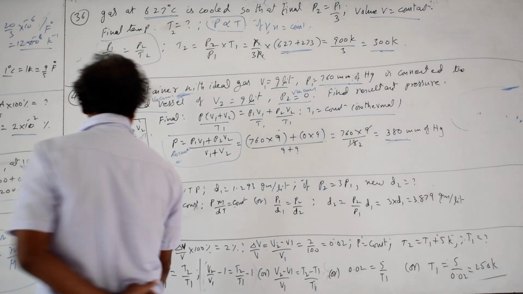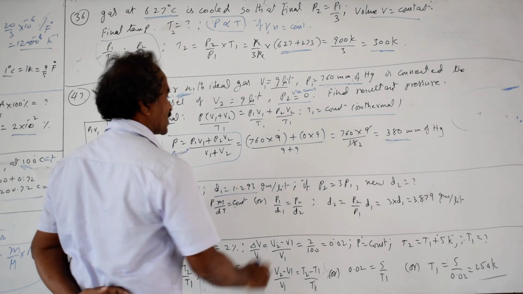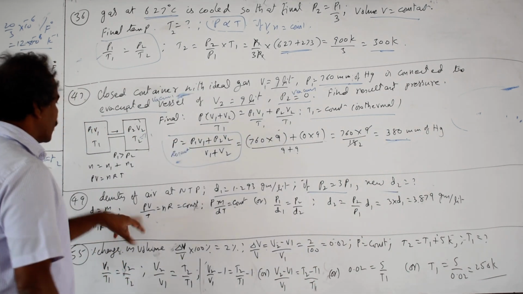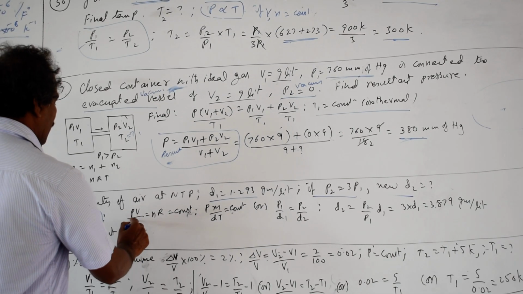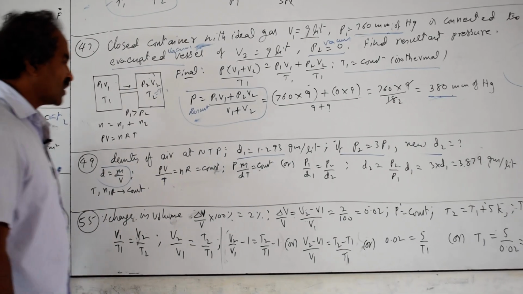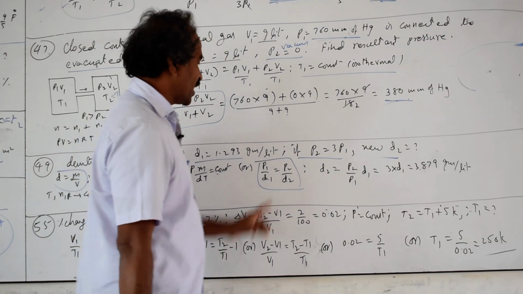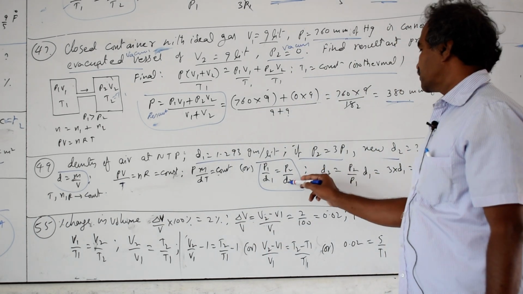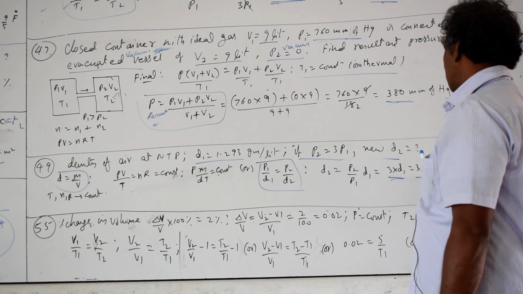Next, question number 49. Density of air at NTP is given as D1, and if pressure is increased to 3 times the initial pressure, find the new density. More molecules, more pressure, you can take. Density equals mass by volume. We have the gas equation PV equals nRT, so volume we have to eliminate. Volume is nothing but mass by density, and for a given gas, mass is also constant. So the expression we have to remember is P1 by D1 equals P2 by D2. From this relationship you find D2: D2 equals P2 by P1 into D1. P2 is 3 times P1, so the result is 3 D1.